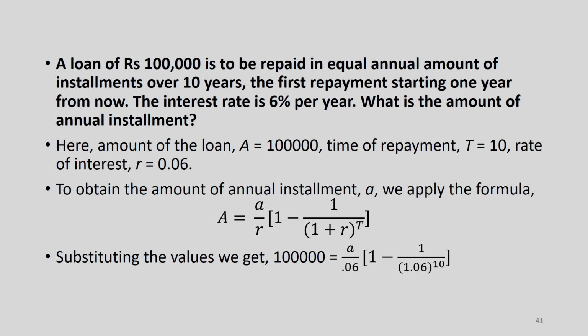There is a loan of 1 lakh rupees which has to be paid in equal annual installments over 10 years, and the first payment is starting from the next year. The interest rate is given as 6%. So we have to find out what is the annual installment, what is the annual amount of money that the borrower has to pay back, and that we have seen can be solved by taking the help of this formula.